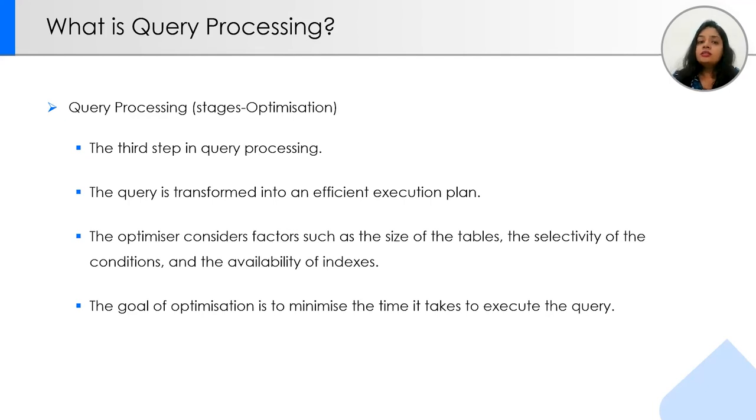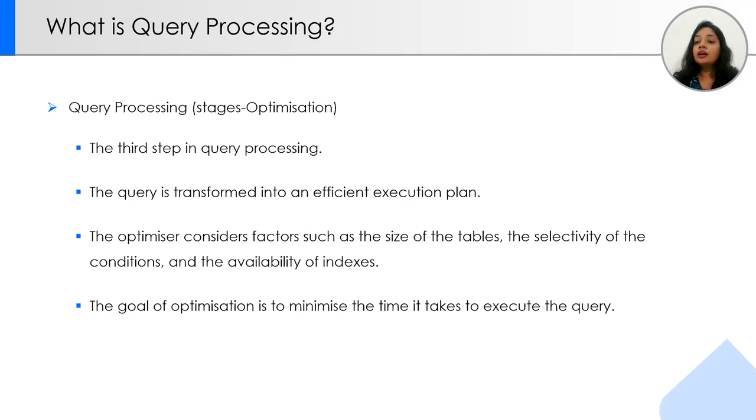Now, the optimizer's role here is to consider factors such as size of the table, selectivity of the conditions, and the availability of indexes. So all these are important because tables, again, it is not one or two items in the table. There are so many items in the table, then warehouses are different. So size of table matters. So the processor has to be very quick.